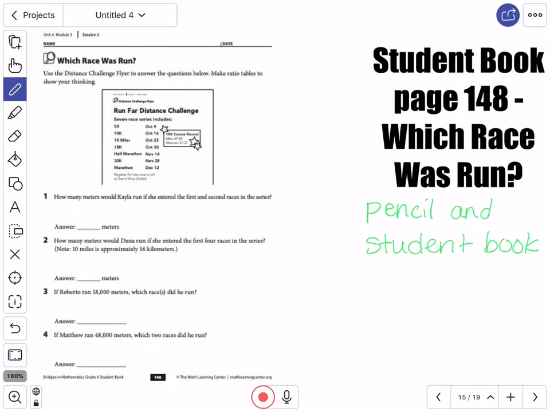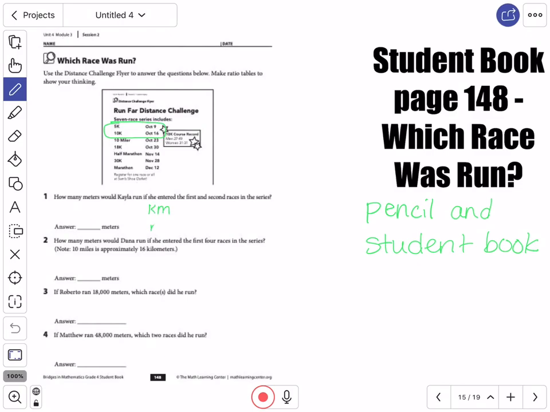Okay, so we're going to be looking at that chart that I showed you earlier. It says, use the distance challenge flyer to answer the questions below. Make ratio tables to show your thinking. Looking at the first question, and I know it's kind of hard to see and I'm very sorry, how many meters would Kayla run if she entered the first and second races in the series? So when I'm looking at the first and second races, I'm looking at these 2 races right here, okay?